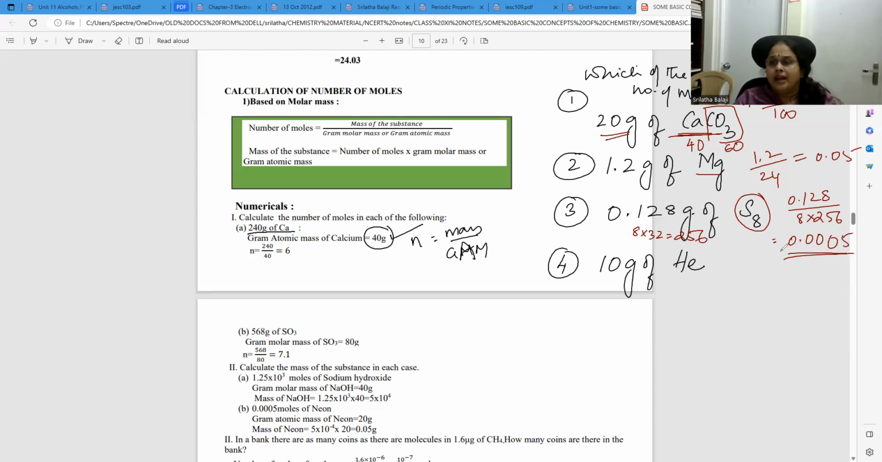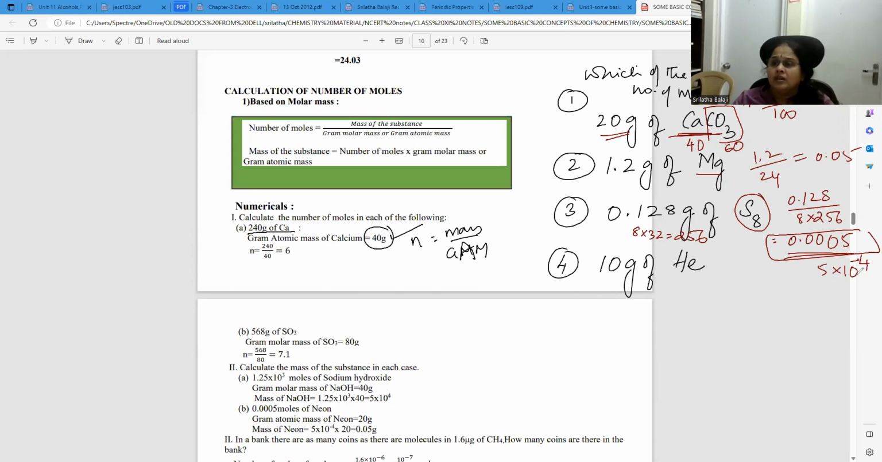And I will suggest you be prepared with expressing answers in scientific notation. So maybe you should be aware of the scientific notation part. What is this in scientific notation? Is it not 5 into 10 power minus 4? Remember, yesterday we did it?